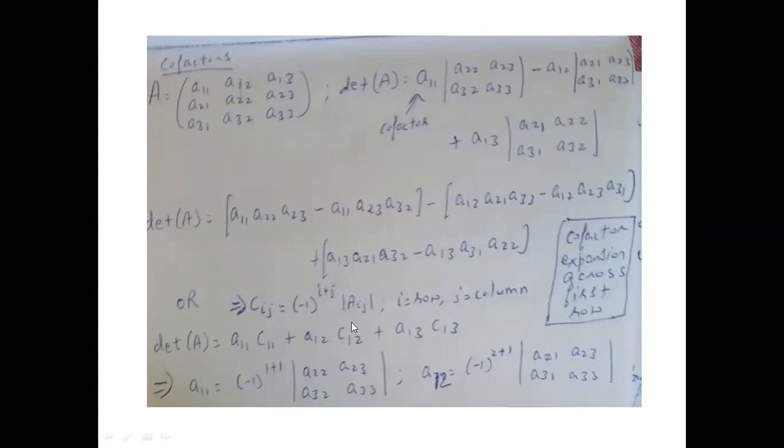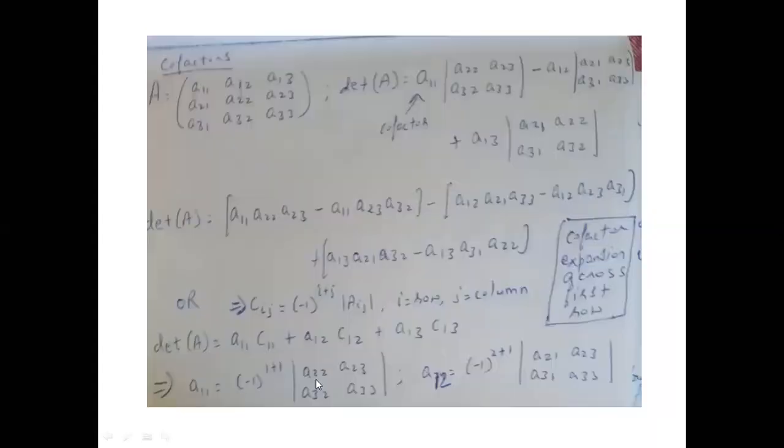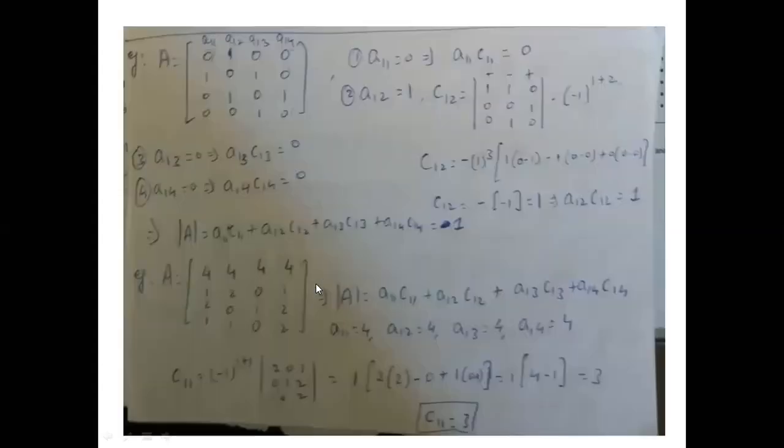So you can understand from this that every alternate part will be a negative sign, because you'll have minus 1 raised to an odd number. Right? So that's how we can find the cofactor. So let's look at a problem here.